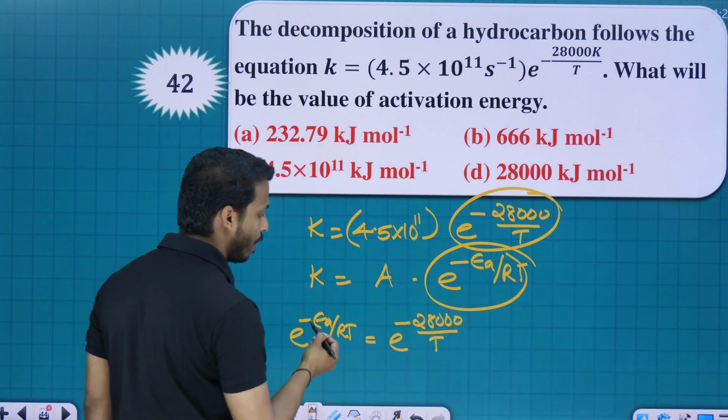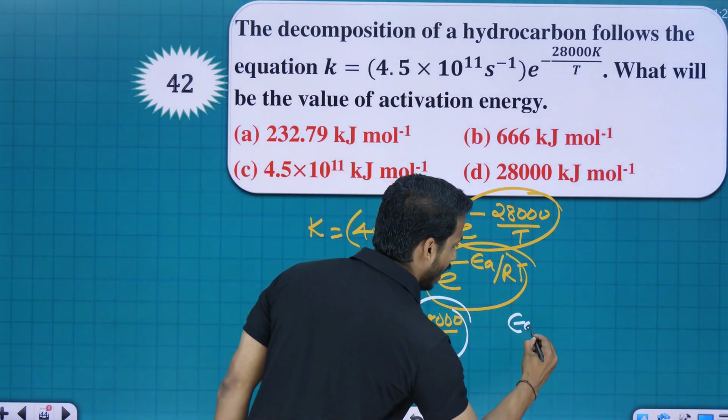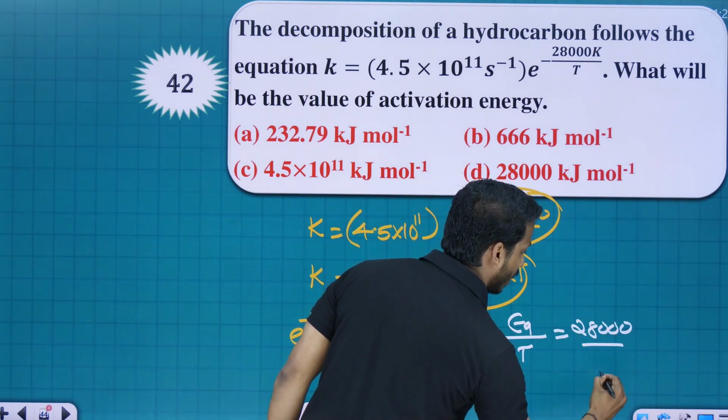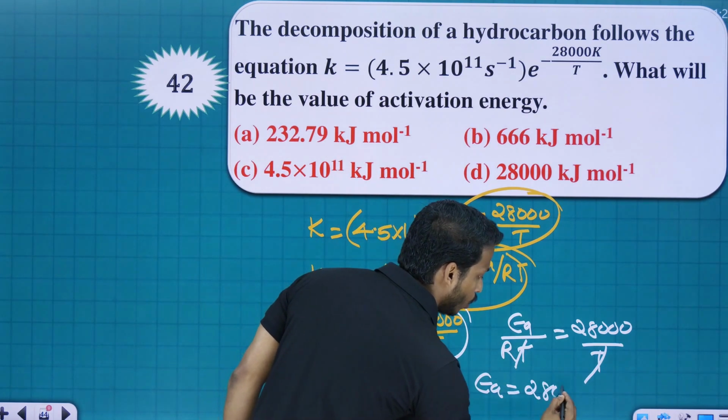So exponential we can cut it, minus we can cut it. So what can we write? We can equate this with this one. So Ea divided by RT is equal to 28,000 divided by T. So temperature cancels. So activation energy is equal to what?